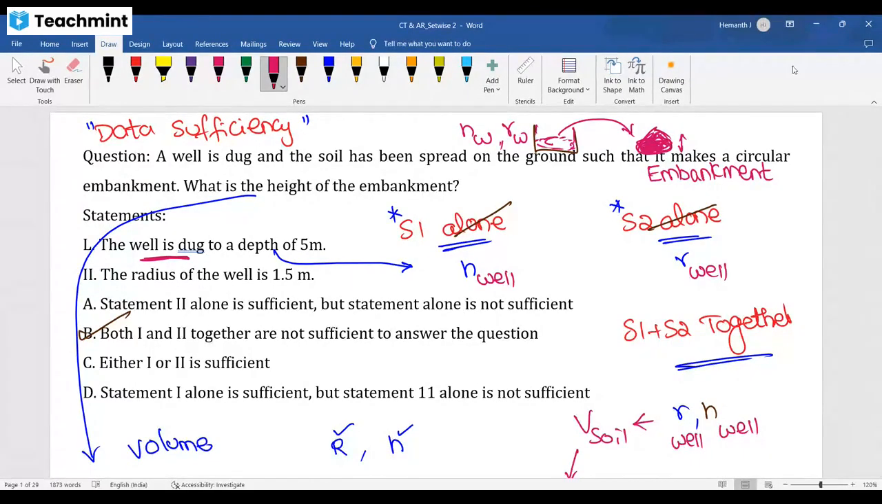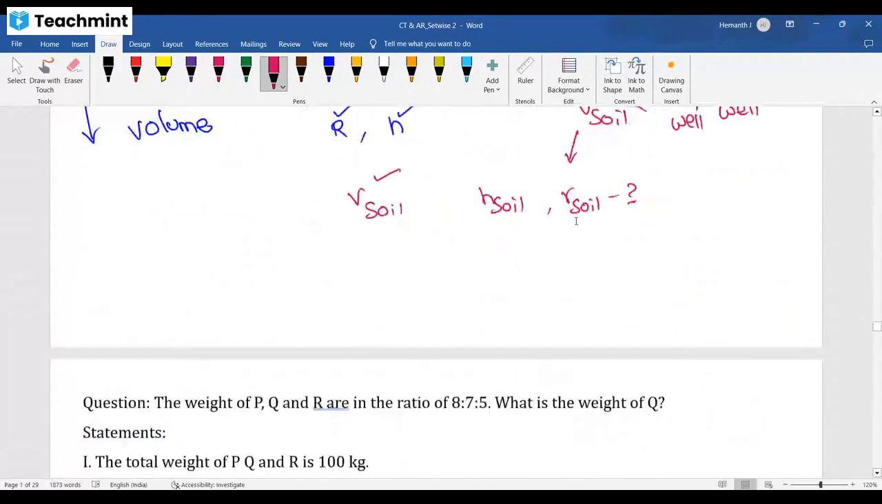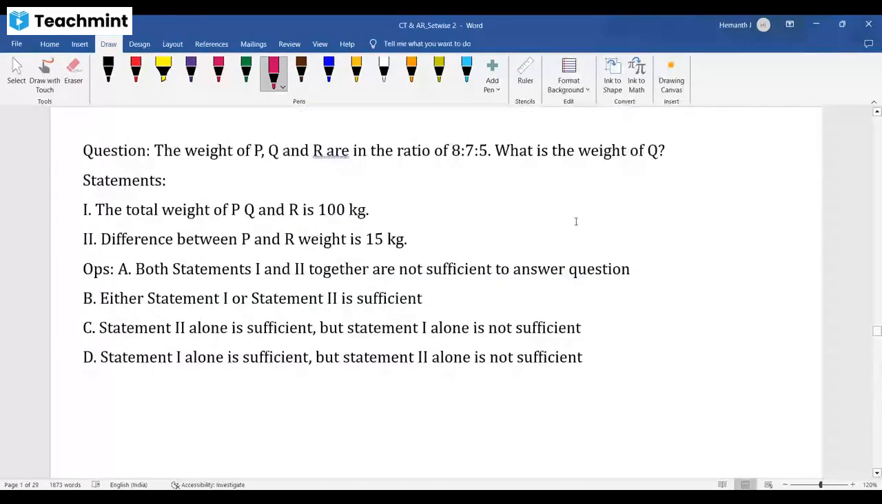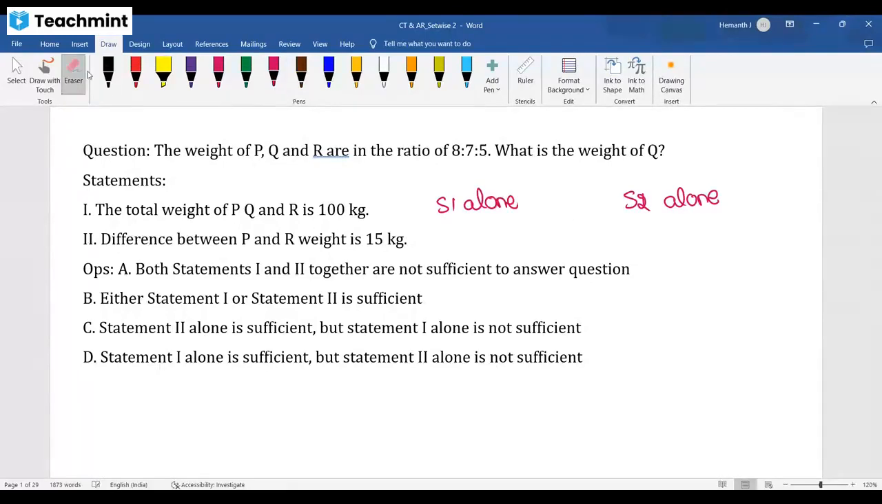Right, fine. So let's see about the next one. Now again data sufficiency. Try statement one alone, two alone, both mandatory. Then only go for together. Two questions in every set in general.